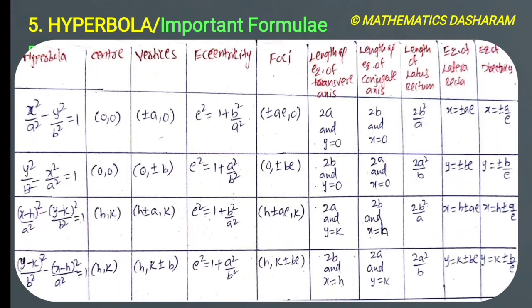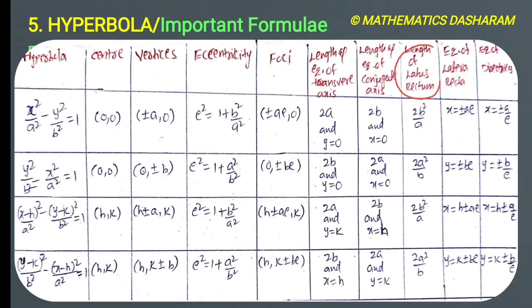So this is an important table for solving the problems from the exercise. Here the first column is hyperbola. Here we have a total of 4 different hyperbolas. Next is center, vertices, eccentricity, foci. Foci means focus. Length and equation of a transverse axis. Next, length and equation of a conjugate axis.